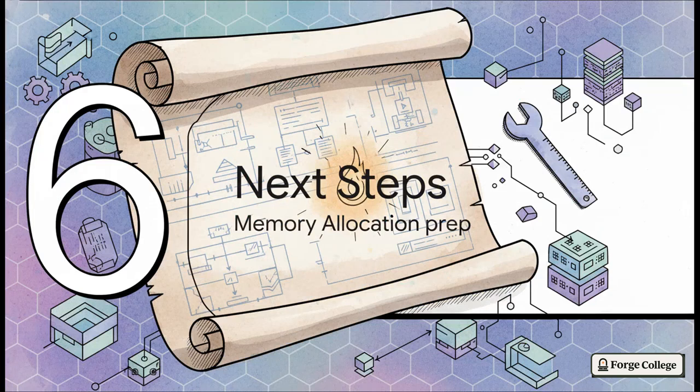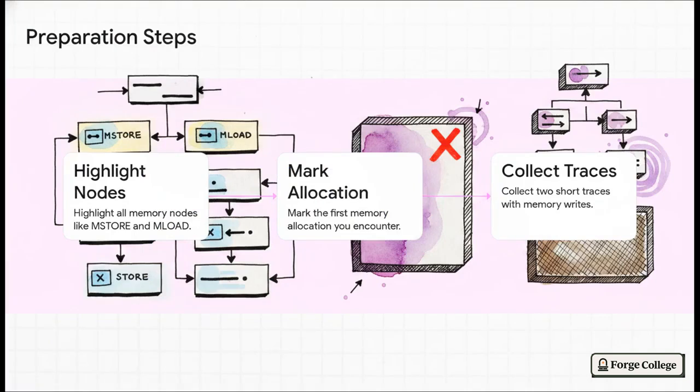And finally, Section 6, Next Steps and Memory Allocation Prep. All right, here is your homework to prepare for our upcoming lesson on memory allocation. Step 1. Take your flowchart and highlight all the memory operations, your mstores and mloads. Step 2. Mark the very first memory allocation you encounter in the flow. And Step 3. Collect 2 short traces that include memory writes and one that includes a storage write, or SSTORE. Make sure to bring these concrete examples to the next lesson.